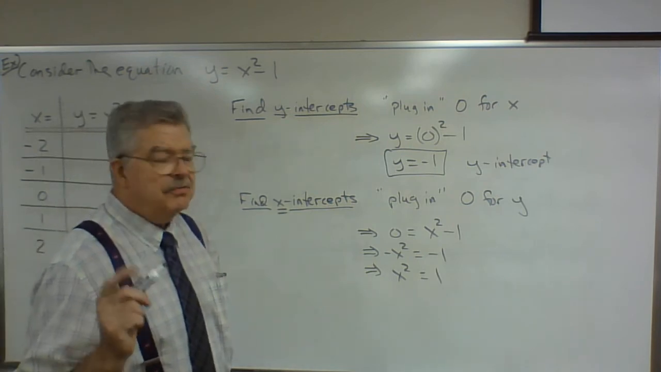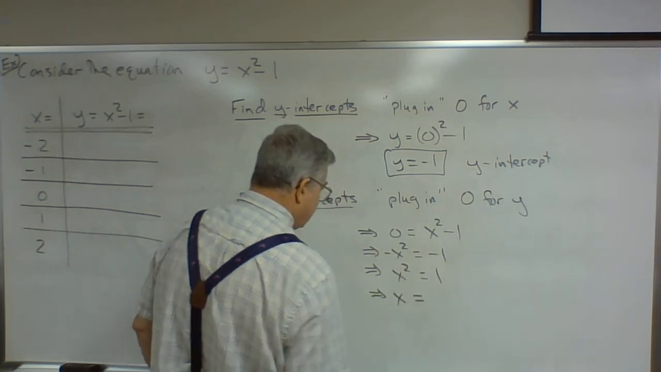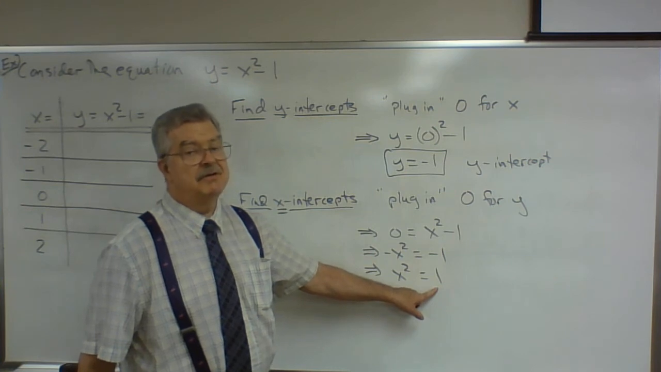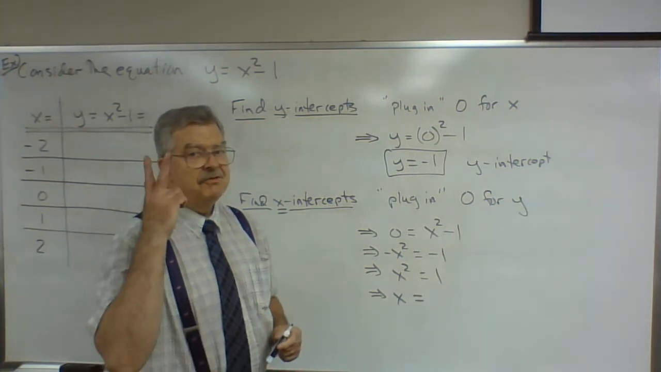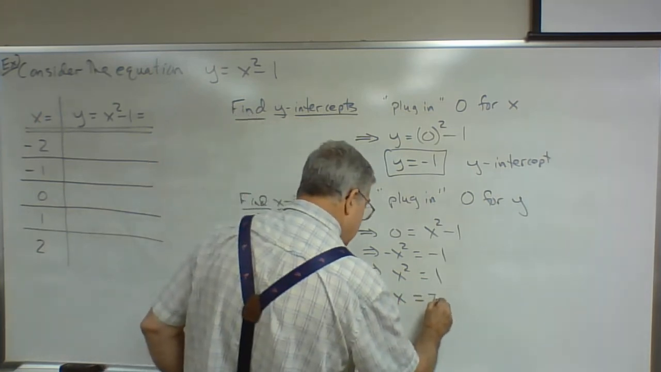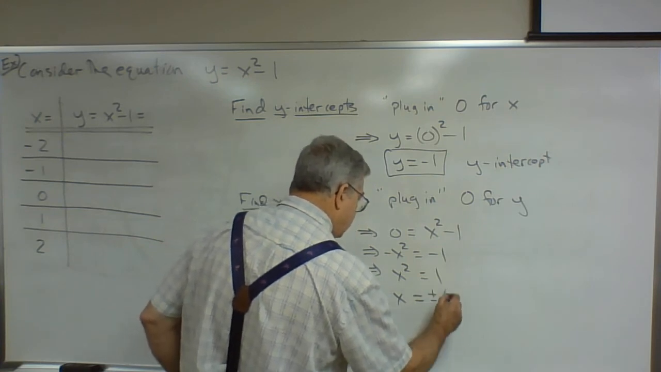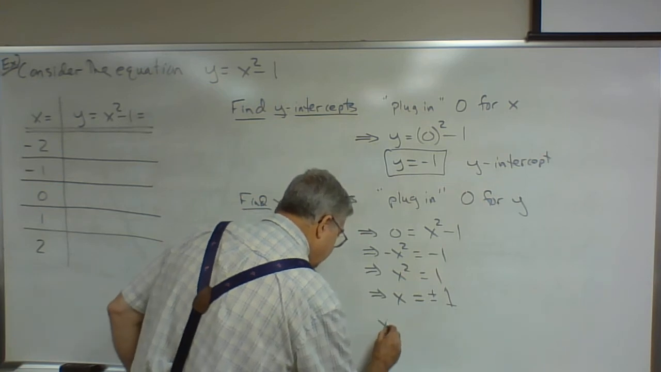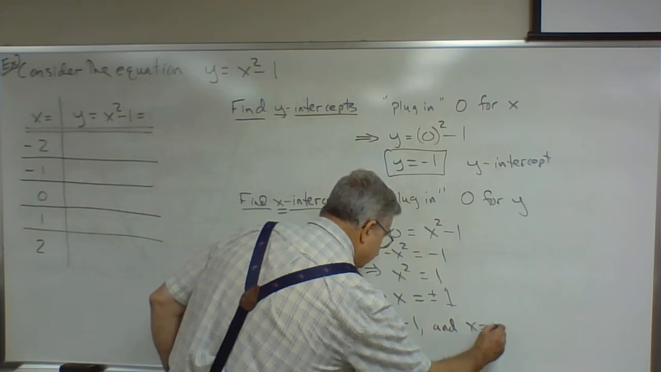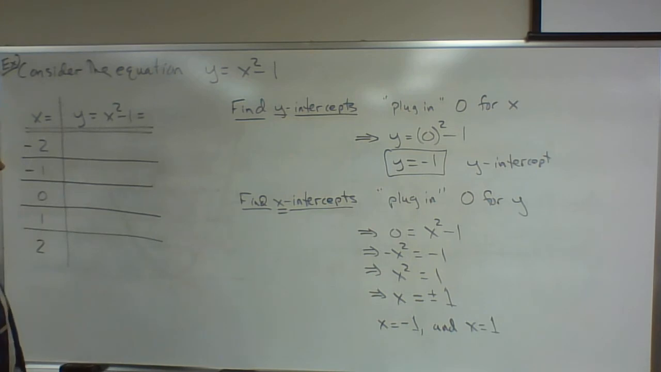And now I just compute the square root of both sides. But when I compute the square root of this side, what do I have to be careful to do? It's going to have two roots, right? A positive root and a negative root. Plus or minus square root of 1. So x equals -1 and x equals +1. Those are our x-intercepts.